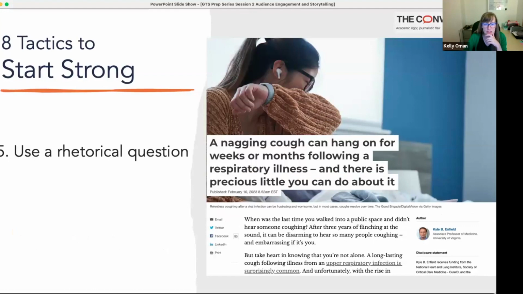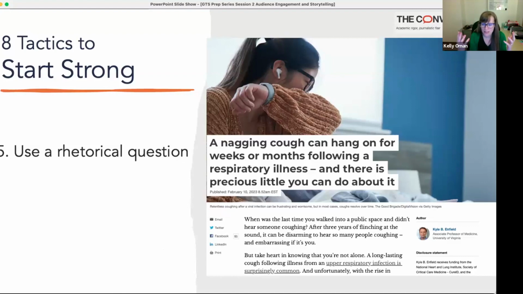And so the fifth tactic, a rhetorical question, and we've seen this done really well in some of the presentations that we've seen lately. So this example: when was the last time you walked into a public space and didn't hear someone coughing? After 3 years of flinching at the sound, it can be disarming to hear so many people coughing and embarrassing if it's you. So it's, again, evoking a very vivid picture.